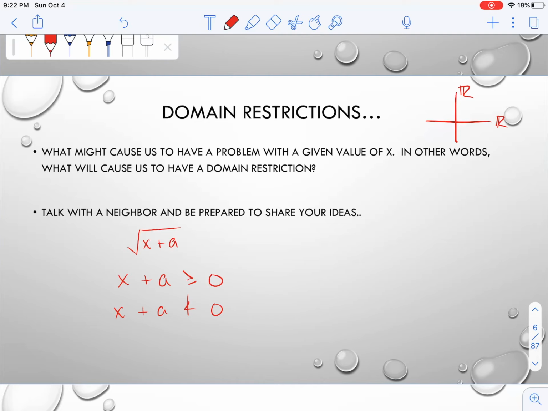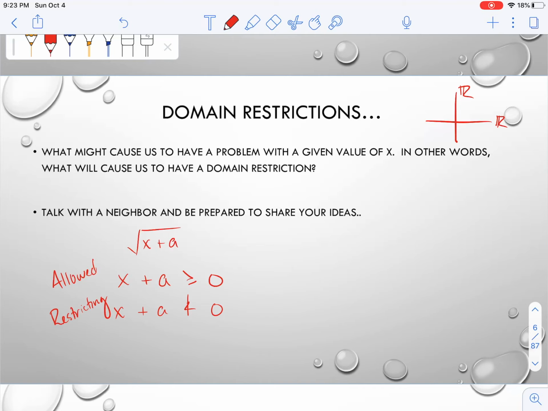Okay, so you can think of this one of two ways. Either x plus a is greater than or equal to 0. This is allowed. Or x plus a cannot be less than 0, or whatever that quantity is. And this would be what I'm restricting. Okay, so you can solve this either way.